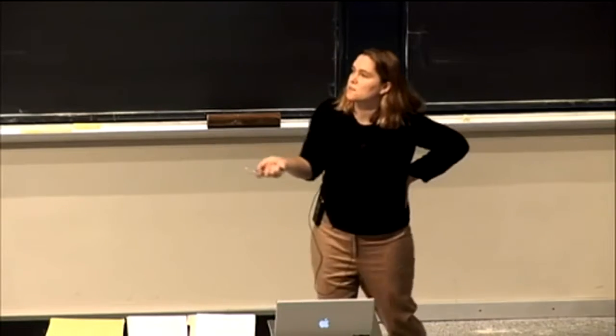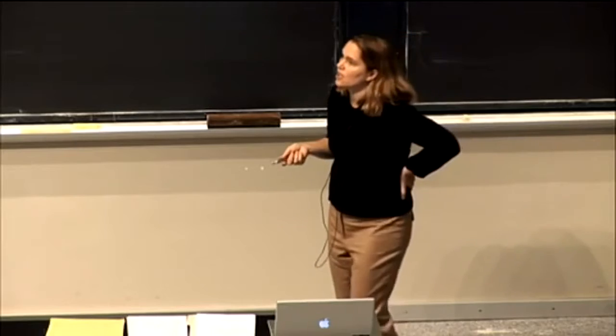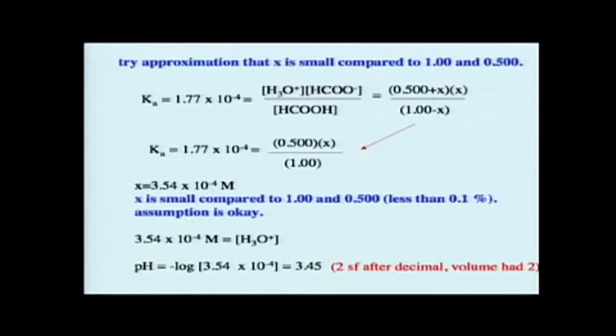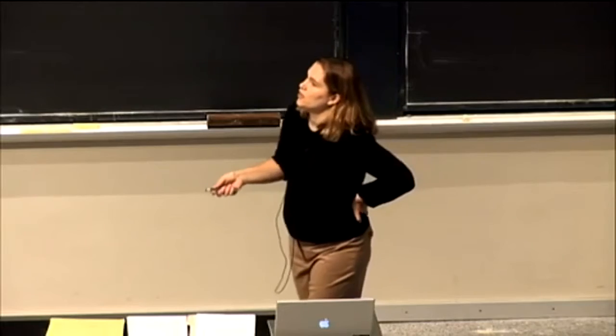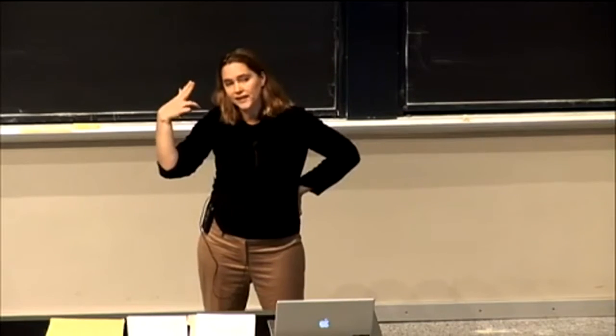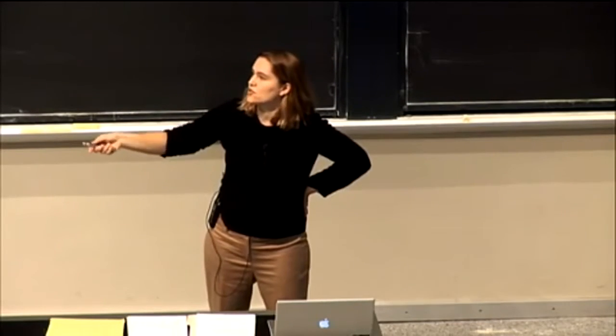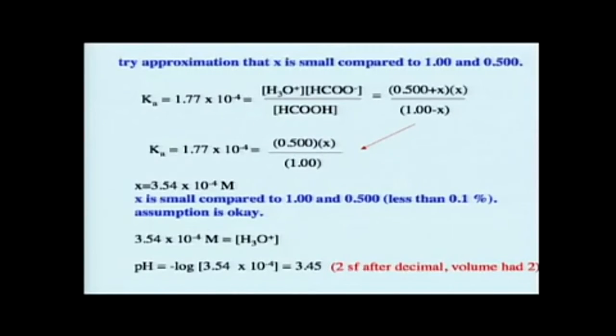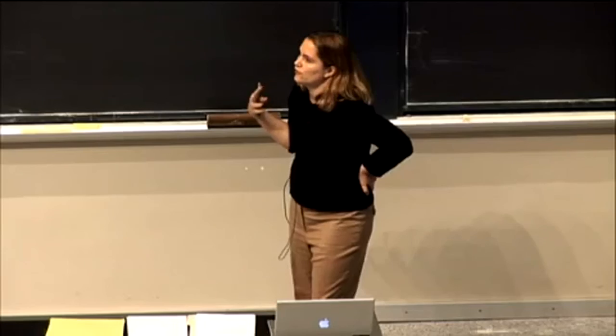So pH, again, is minus log of the hydronium ion concentration. And so the pH here is 3.45. And again, significant figures. We'll be talking about this as we go through. The volume was 1.0 liters. And so we're going to have 2 significant figures after the decimal point, because the volume was limiting in significant figures.